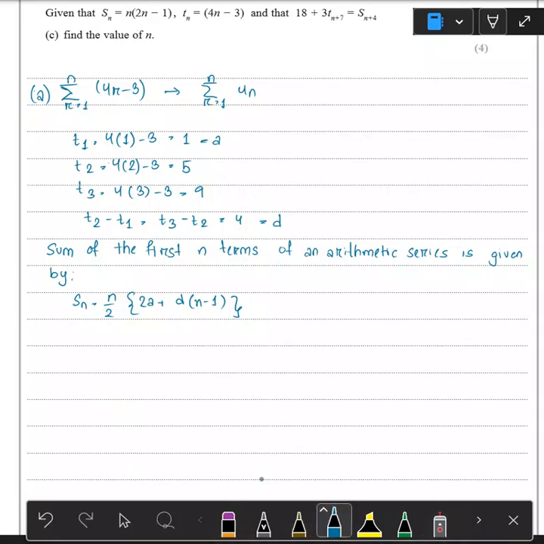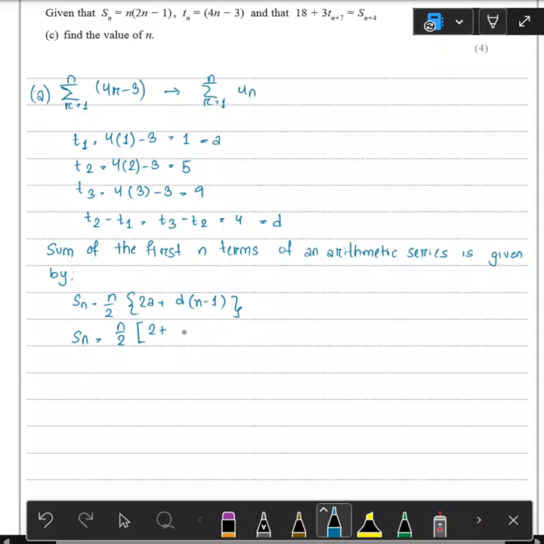They did not mention the integer value of n. They said that the summation of the n terms. So S n, I leave n as it is, n by 2. We know 2a, so a is 1. We got it from here, the first term. A is just the first term. So 2 multiplied by 1 is just 2 plus the common difference.